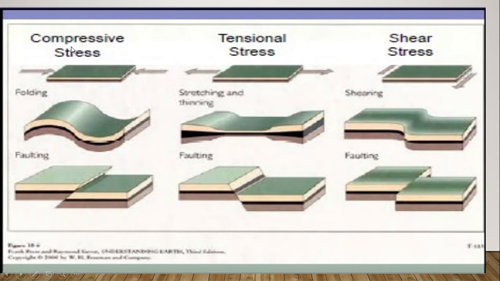So under compressive stress, folding is like this. Compressive stress folds the rocks and it results in faulting. Tensional stress results in stretching and thinning of the rocks and also faulting. Shear stress results in shearing and it also results in faulting.